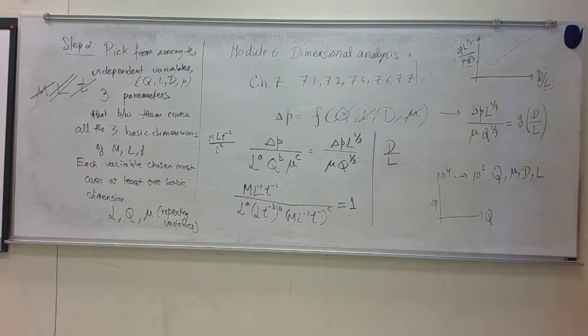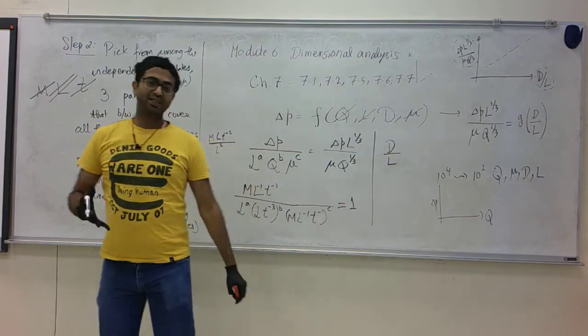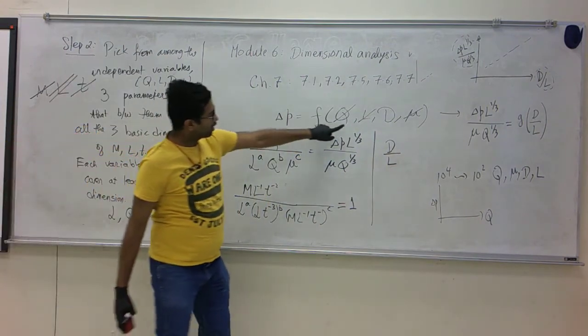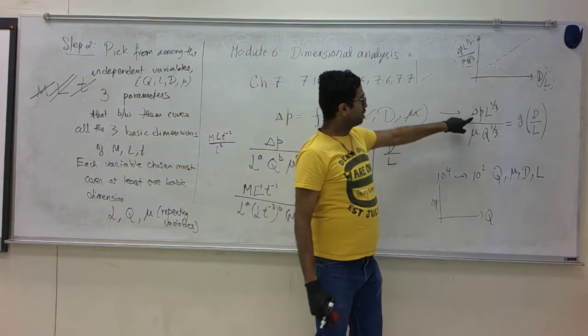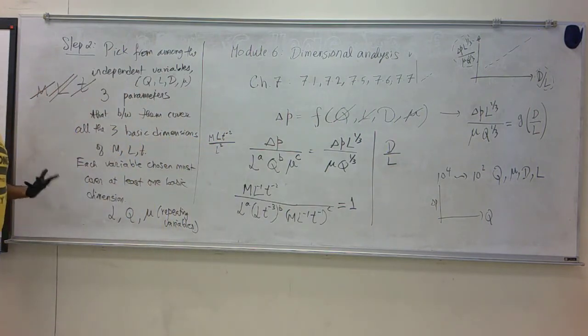Okay, so we'll see more of this. That is, I asked the question, why do we need dimensional analysis? It is needed to reduce the number of independent variables. So instead of 4 independent variables, we have really one independent variable and one dependent variable. Okay, so that is the main goal of dimensional analysis.